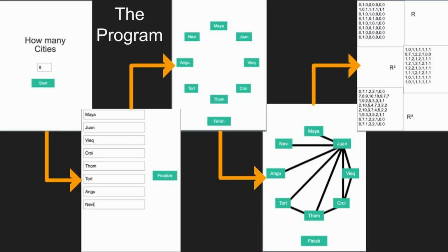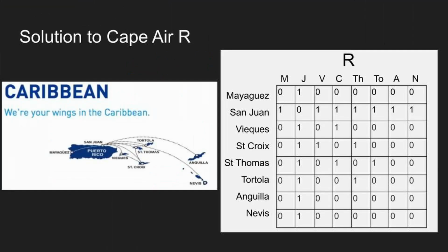These are some screen caps of the program. First, you input the number of cities, then their names, then the connections between the cities. This then provides you with the matrices of R, R squared, and R cubed. These are the results.